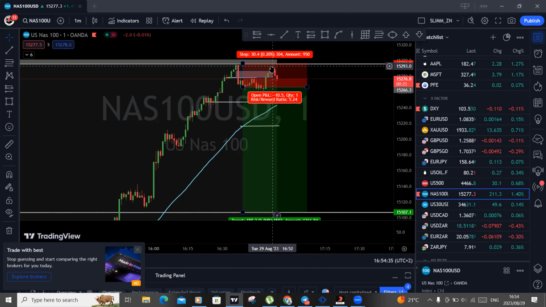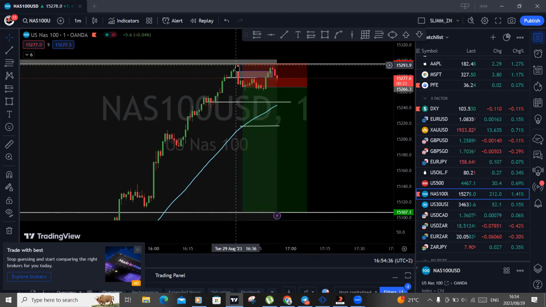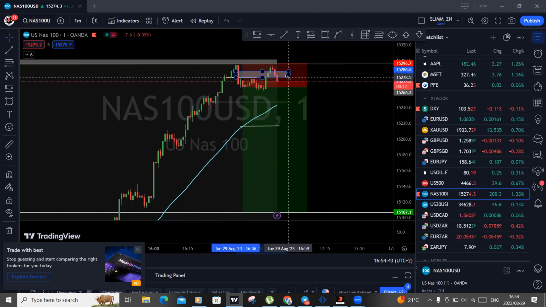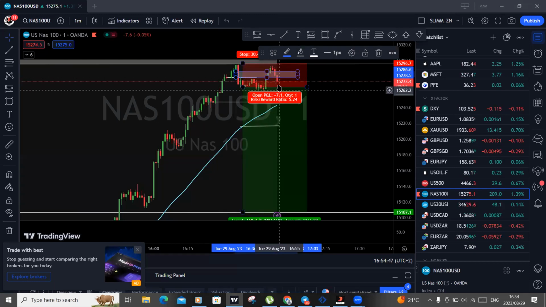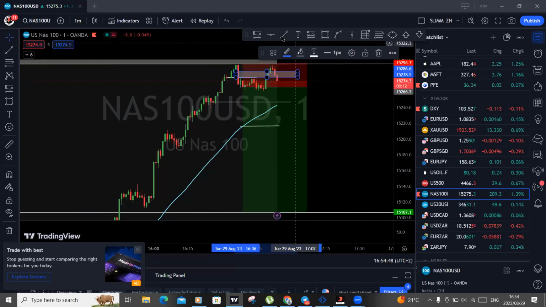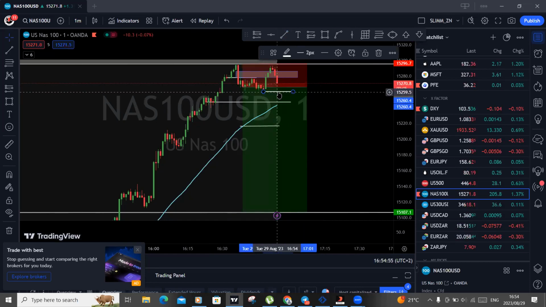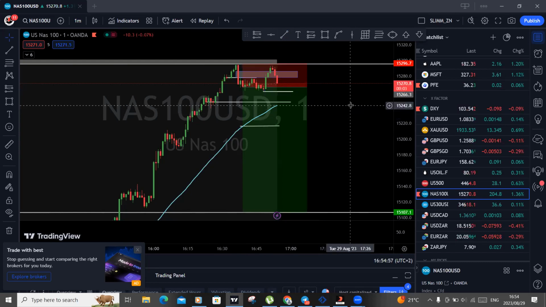Price still hasn't taken us out. You can see they haven't extended the highs. They gave equal highs. So let's see if we're going to push below this imbalance we have. Once we break that zone, I'm going to be looking to add more sells.